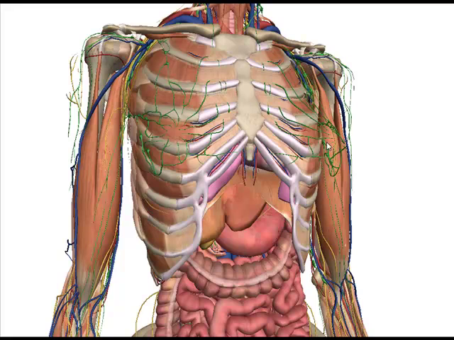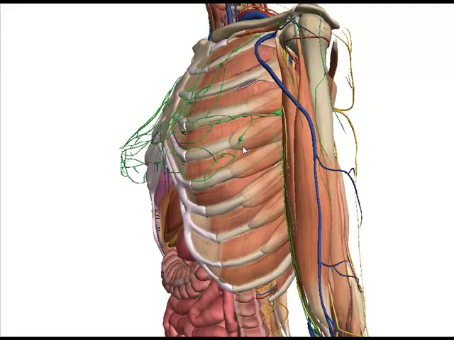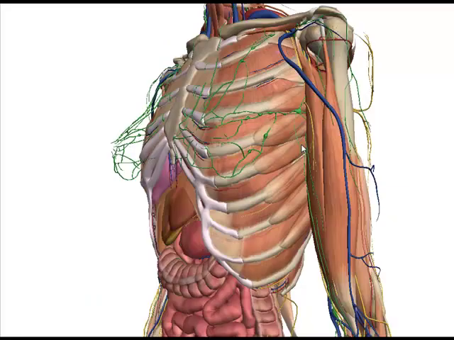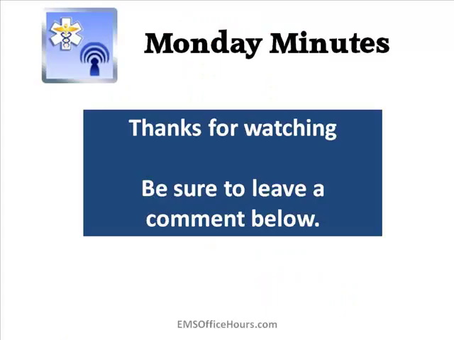Okay, guys, I hope you can use these Monday Minutes today. Quick overview about the rib cage and the rib anatomy. I hope you can use these and maybe remember some of these little tidbits as far as false ribs and floating ribs and the number of ribs in the human body, and maybe they'll help you on your next exam or even when you're doing your next documentation.